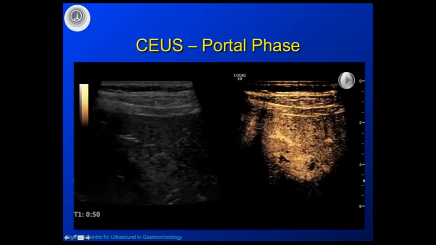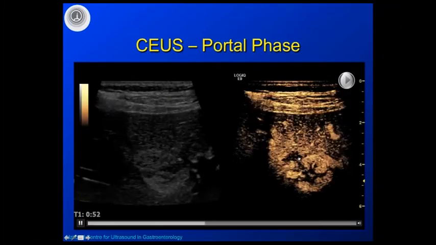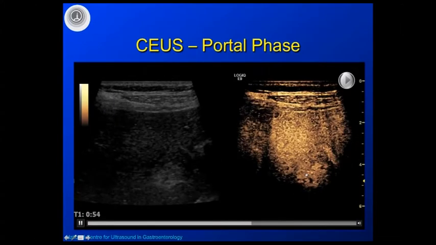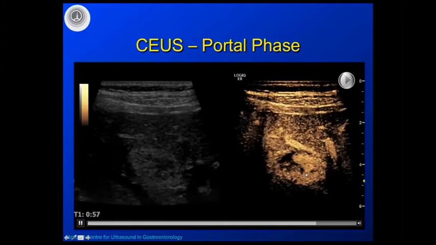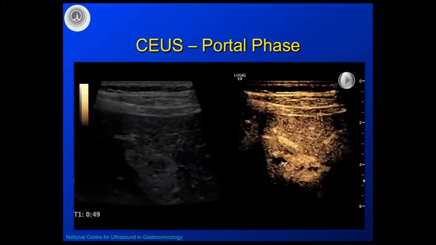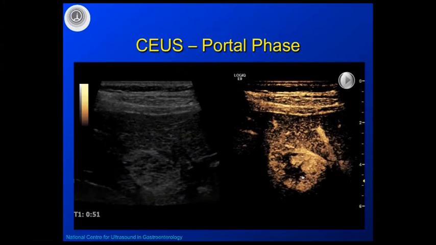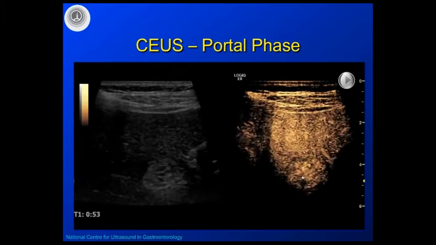And this is the portal phase, and you can see how the tumor is now gradually filling in with the typical global pattern. Still not complete filling, as we also typically see; it has to take a longer time.